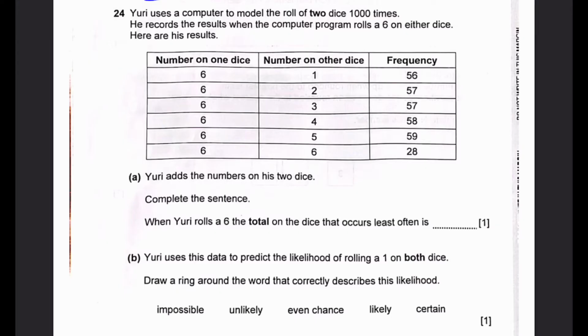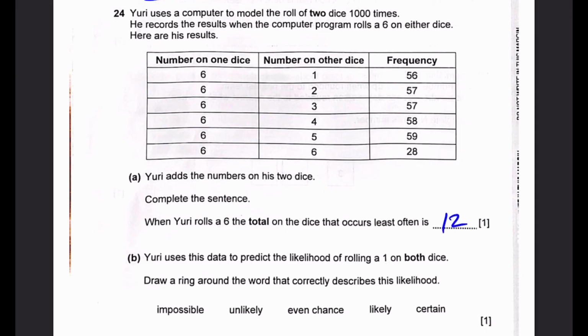Yuri uses a computer to model the roll of 2 dice 1,000 times. He records the result when the computer program rolls a 6 on either dice. Here are his results. A. Yuri adds the two numbers on his 2 dice. Complete the sentence. When Yuri rolls a 6, the total on the dice that occurs least often is dash. So as you can see, the frequency is 28. That's the lowest, for 6 and 6. So the total will be 6 plus 6, which is 12. That's the answer.